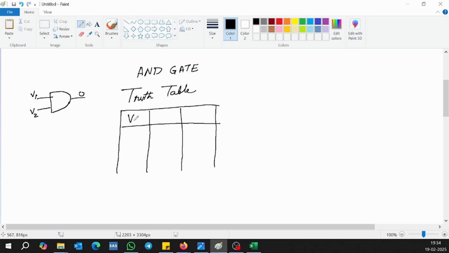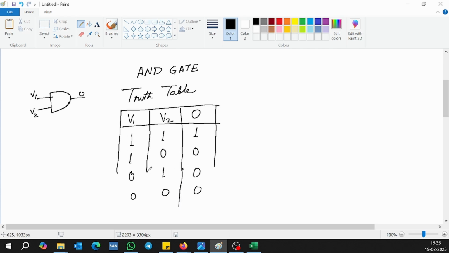You have V1, you have V2 and you have output. So when V1 is 1, V2 is 1, output is 1. V1 is 1, V2 is 0, output is 0. V1 is 0, V2 is 1, output is 0. When V1 and V2 are both zeros, then also the output is 0.